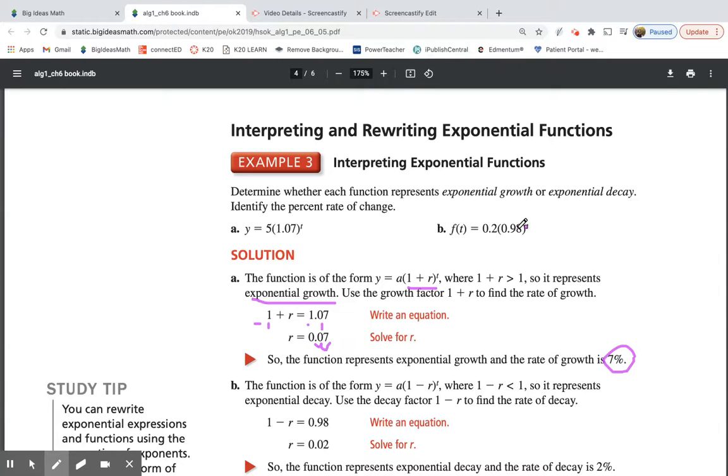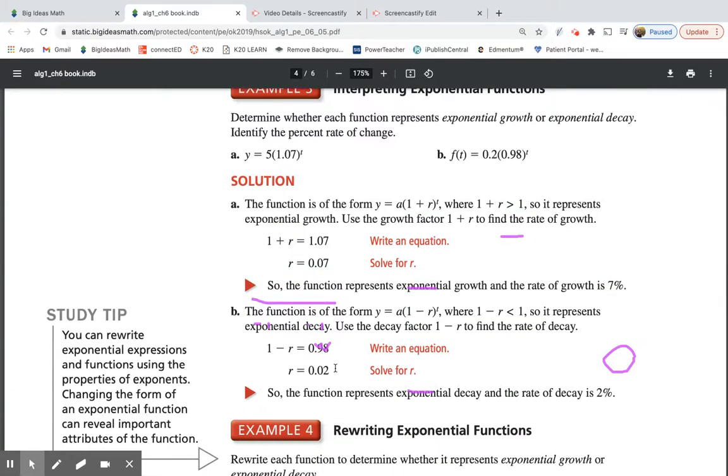On B, it's already in the right form. So I'll look inside the parentheses, 0.98. That is less than 1, so this is exponential decay, which means they had the 1 minus r in parentheses. So we take 1 minus r and set it equal to what's in parentheses and then solve for r. We subtract 1 and then divide by the negative to get that r is 0.02, which means we move the decimal to get 2%. So it was exponential decay and it had a rate of 2%.